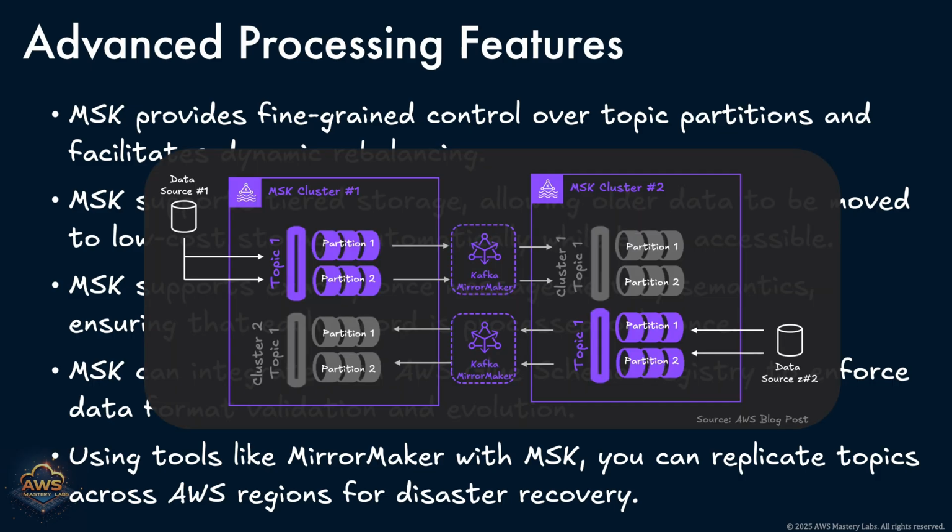Finally, MSK supports cross-region replication using tools like MirrorMaker. This enables you to replicate Kafka topics across multiple AWS regions, which is critical for building disaster recovery solutions, ensuring high availability, and optimizing global data access for multi-region applications.